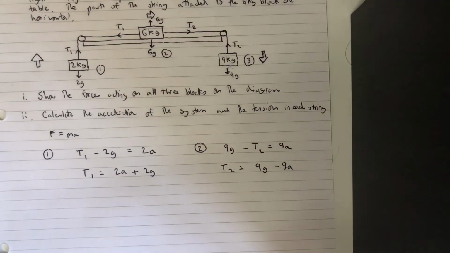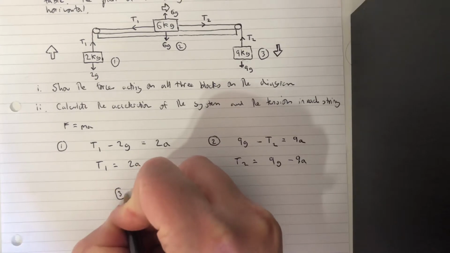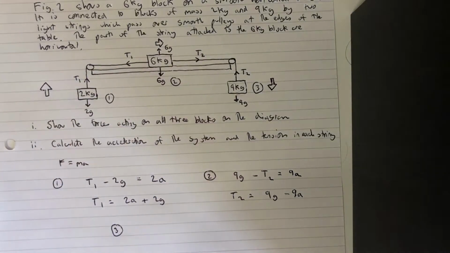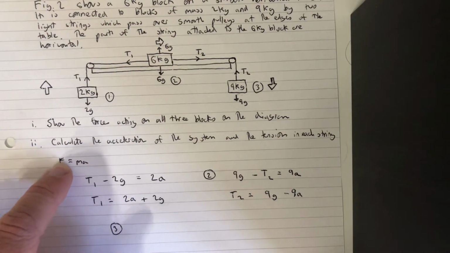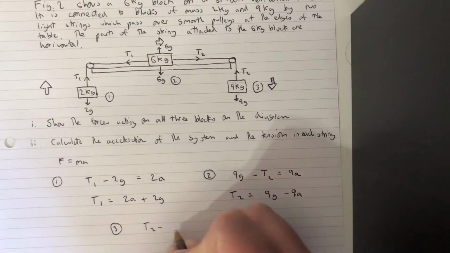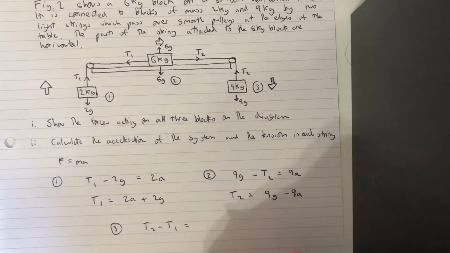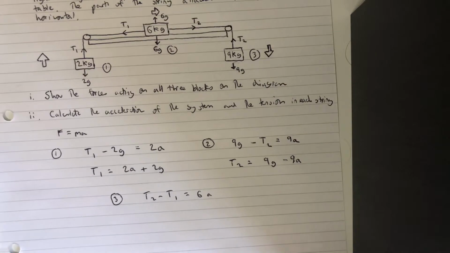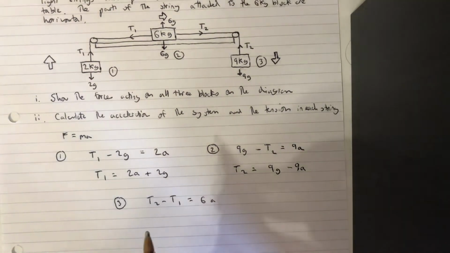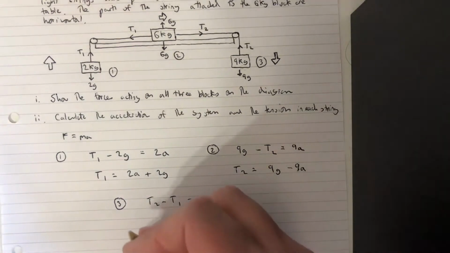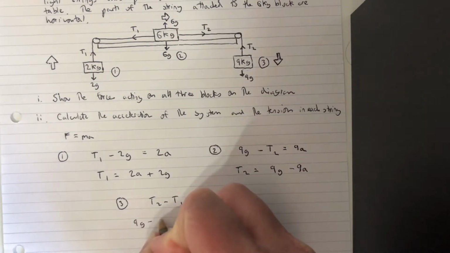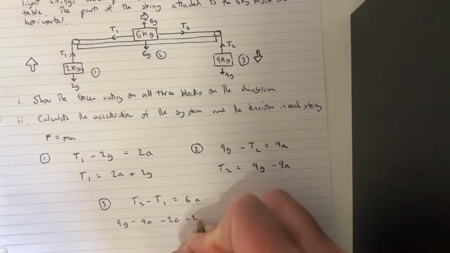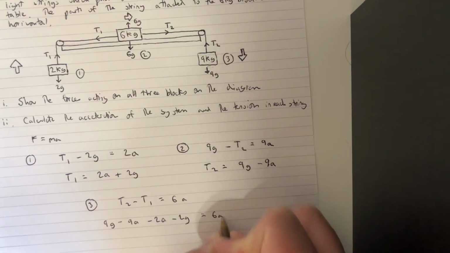So there is obviously the third block in the middle, and that's the one we're interested in. If we think about what's happening in the third block, it's going to go to the right, and so T2 is going to be the dominant force over T1. Using F equals ma yet again, we're going to have T2 minus T1 equal to the mass of that one, which is 6A. Now of course, I know what T2 and T1 are. If I swap them in, we'll have 9G minus 9A, and then we take away T1, so minus 2A minus 2G, equals 6A.